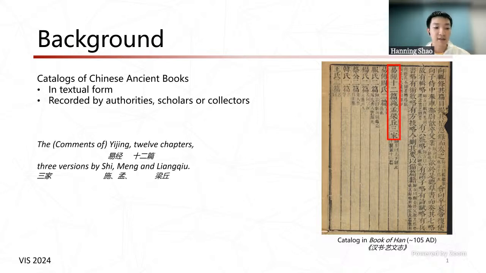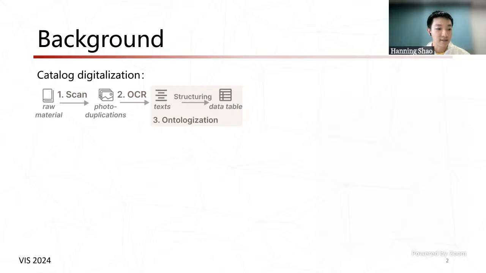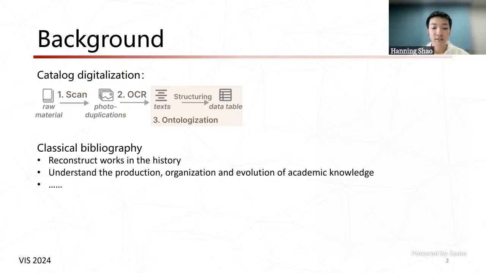It says the comments of I Ching. This is a book that has 12 chapters, and there are 3 different versions by different authors. This information can be extracted into a data table like this. And this is catalog digitalization. Scholars of classical bibliography do this to reconstruct the works in history and to understand the production, the organization, and evolution of academic knowledge in ancient times.